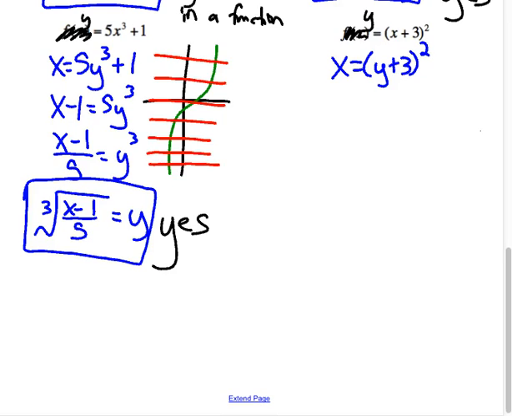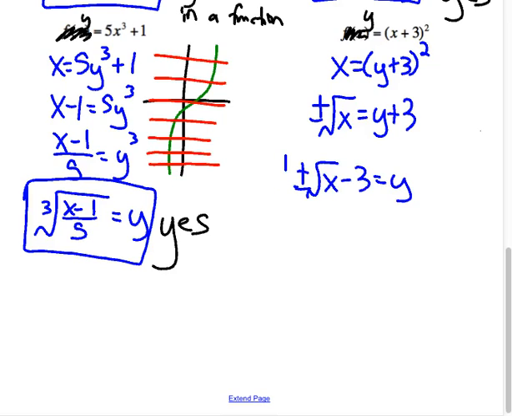All right, so I need to square root both sides. Remember, when I square root, I need the plus or minus, and then it undoes my square. So I need to remember that. Subtract the 3. So there is my inverse, okay, my inverse function. Or sorry, my inverse relation, I should say. And now I need to determine, is it a function or not?